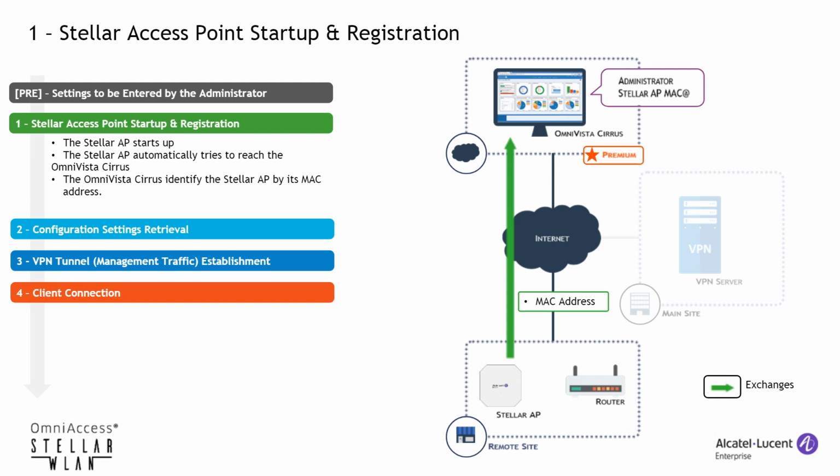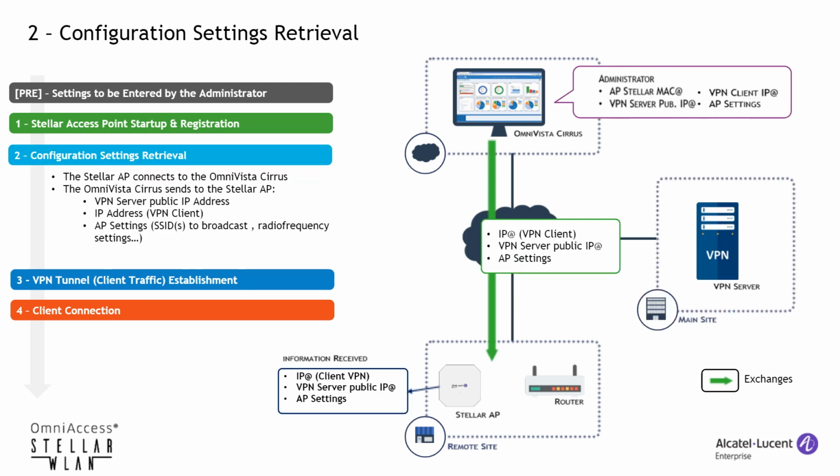Once booted, the Stellar Access Point automatically tries to reach the OmniVista Cirrus cloud platform. OmniVista Cirrus will recognize the Stellar Access Point by its MAC address. Note that the administrator must first enter the access point's MAC address information into the OmniVista Cirrus database. OmniVista Cirrus then sends the access point an IP address, the VPN server's IP address, and all its configuration settings.